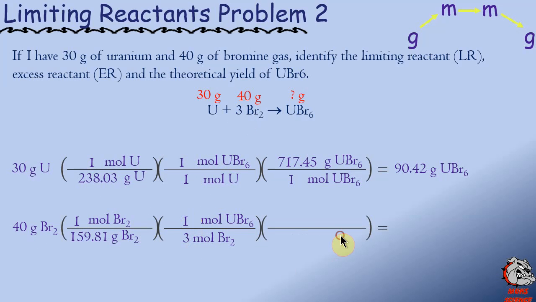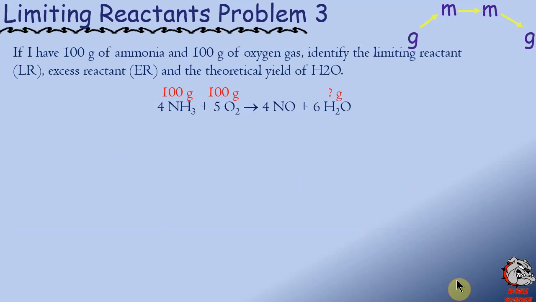Next term, moles of UBr6 to the bottom, it's going to look exactly like this. You just copy what you already got, because that stays the same. 40 divided by 159.81 divided by 3 times 717.45. Even though I started with a heavier amount of Br2, that is my limiting reactant because that's the least amount. So the bromine is my limiting reactant, the uranium is my excess reactant, and I'm going to make 59.86 grams of UBr6.